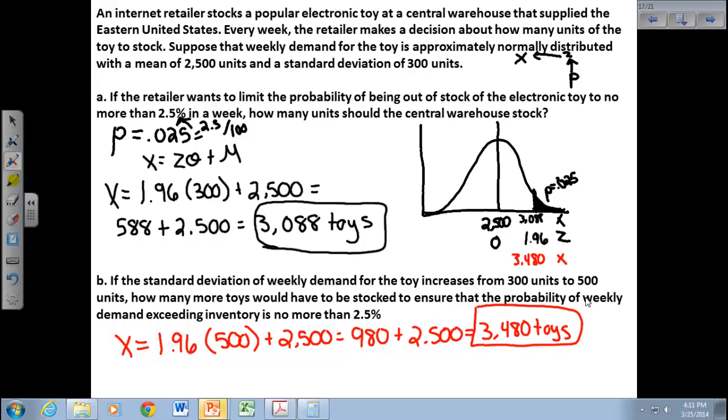Now think about it. Why is there such a difference between A and B? Well, there's more toys needed to have that 2.5% chance of the demand exceeding inventory because the demand is less consistent. So our margin of error in this case is about 500 units, whereas here it was only 300. So we have less consistent sales. So to ensure that we only have this low probability of our demand exceeding inventory, we need to have more toys because we're compensating for the fact that there's more variation in this distribution than there is here.